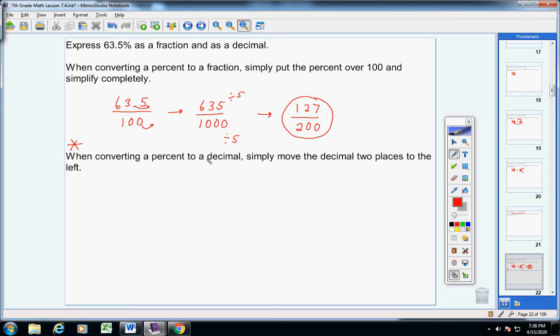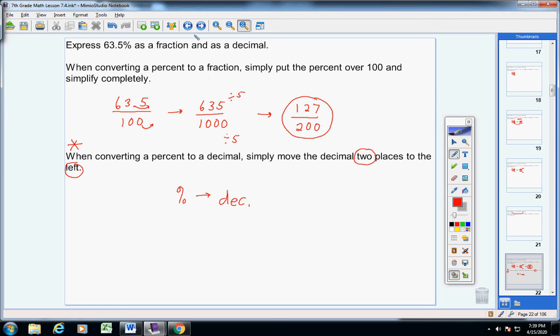When converting a percent to a decimal, simply move the decimal, here it is, 2 places to the left. Now you've got to memorize that, okay? Now guys, later on, when we're converting a decimal to a percentage, then we move to the right. We'll get to that later, but right now, don't get confused, okay? We move the decimal 2 places to the left. And when do you do that? When you're going from a percent to a decimal.